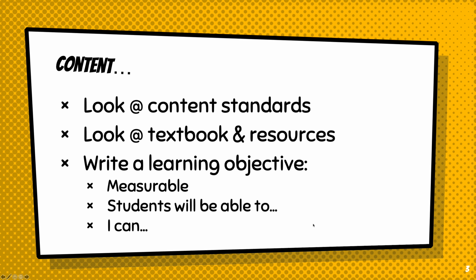And then you write that learning objective. That's typically measurable. You want to be able to say that you can observe this happening, that at the end of this lesson, students will know and be able to do X, whatever X is, and you can assess it and say, yep, they can do it, or nope, they can't. Sometimes we write those as I can statements to make them a little more student-friendly. So that's the content piece. Pretty straightforward. I don't think there's anything new or surprising here.